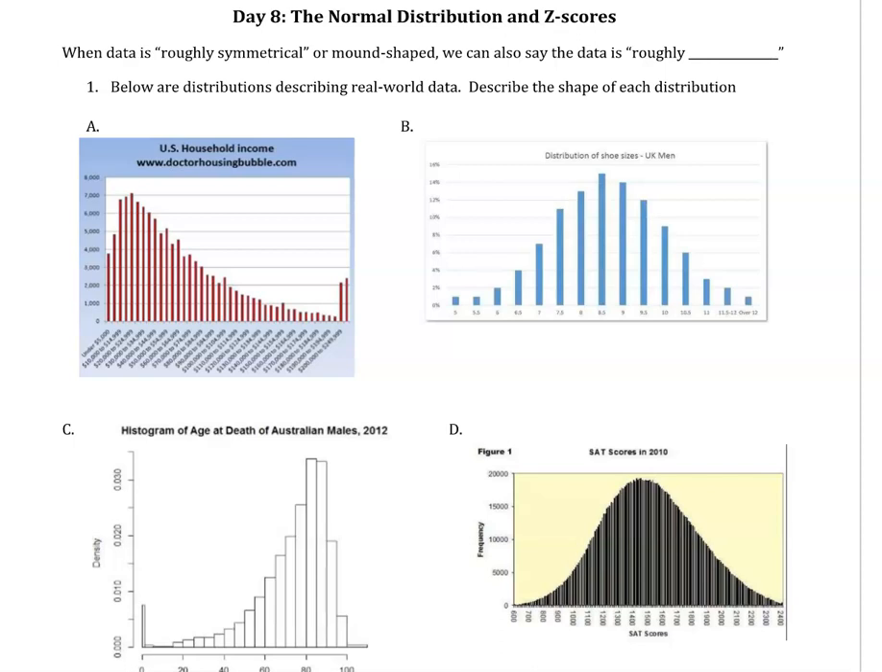Alright, welcome to day 8 of our Unit 13 Probability Notes for Algebra 2R. Today's focus is going to be on the normal distribution and something called z-scores.